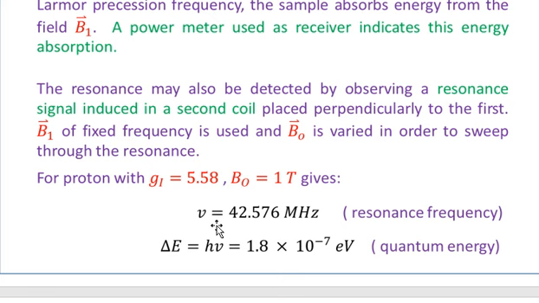And you know that the quantum energy corresponding to this frequency, delta E, which is the separation between the hyperfine levels, is equal to h nu, equal to 1.8 times 10 to the power minus 7 electron volt. So this is the quantum energy difference between the two consecutive hyperfine levels.